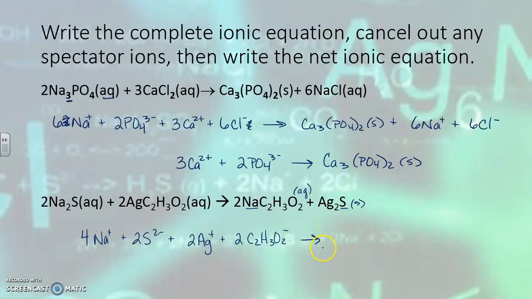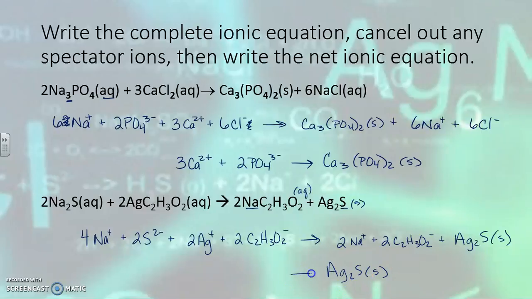Yup. All right, so we would have 2 sodiums and 2 acetates and Ag2S solid. And it's balanced. Okay, what's my net ionic equation? Well, we know that we're making Ag2S. What makes Ag2S? Well, 2 silvers with a positive charge and 1 sulfur with a negative 2 charge. It's okay to work backwards.